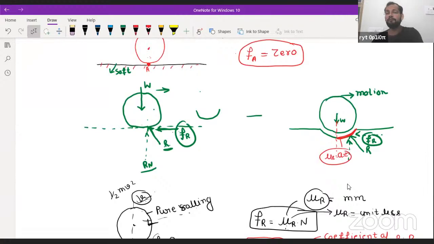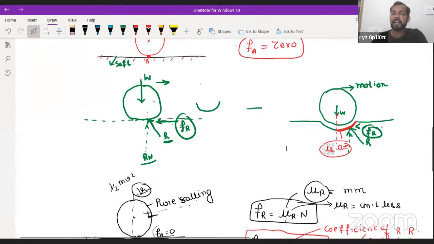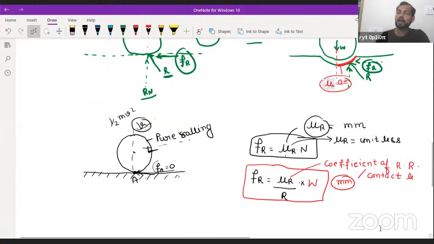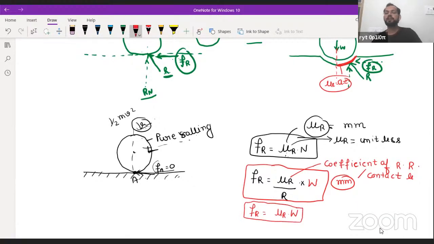Fine. So if the formula is given, if the rolling resistance unit is given in mm, then you will use this formula. And if it is a dimensionless quantity, then for Fr you will use mu r into N. N is what? That is nothing but the weight of the body. So this is nothing but the rolling resistance. And with this concept, you can calculate the magnitude of rolling resistance. Okay. So this is all about the rolling resistance.